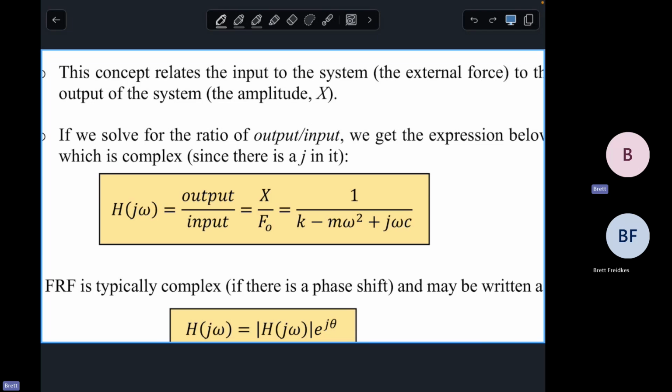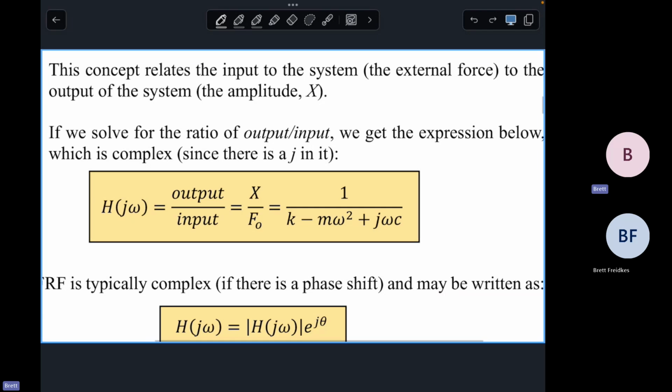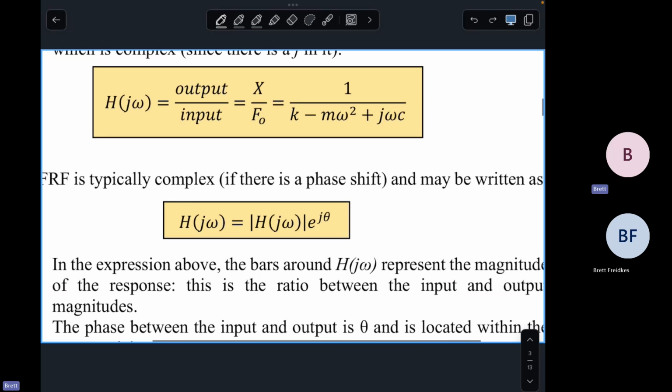So once we solve for that, the definition of a frequency response function, we can represent it as the magnitude of this number, and then also the phase of that number. And that will be very helpful to us moving forward. That's the convenience of this method: once you have a relationship for the FRF, you can find the magnitude of it and the phase. And that's really nice and simple for us.